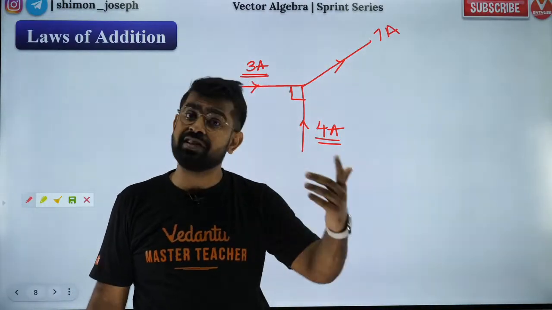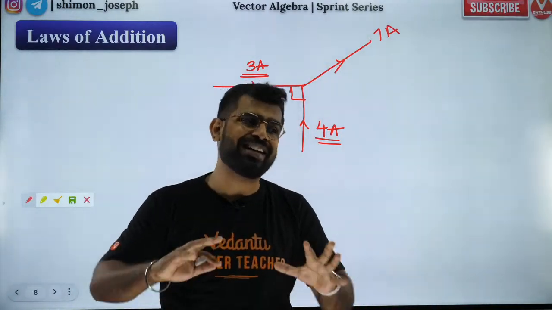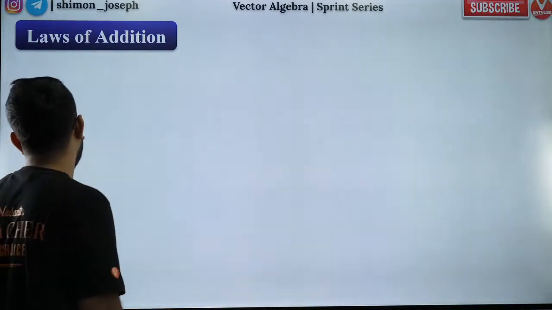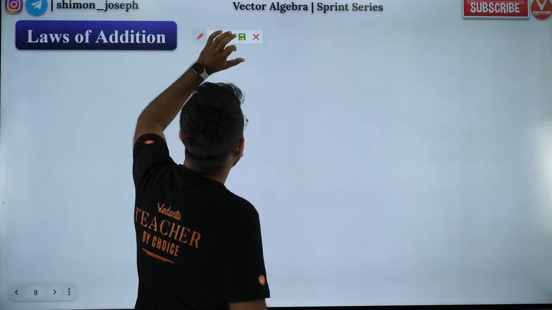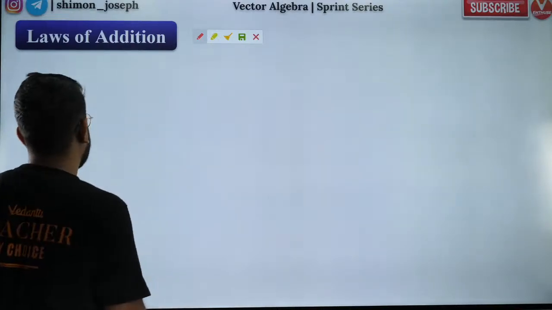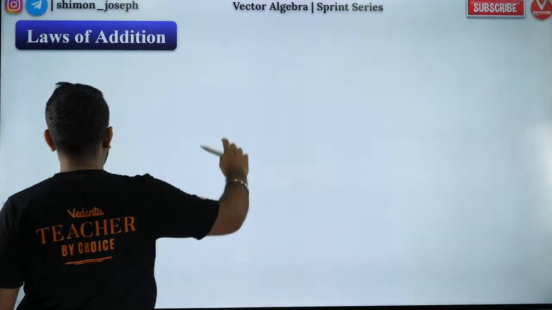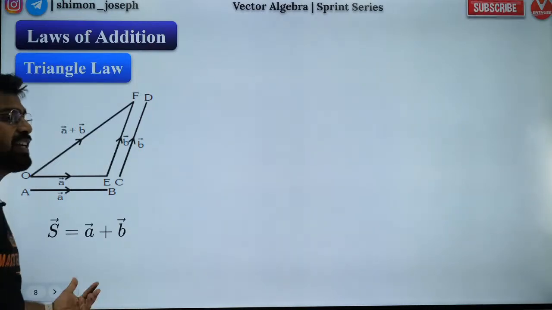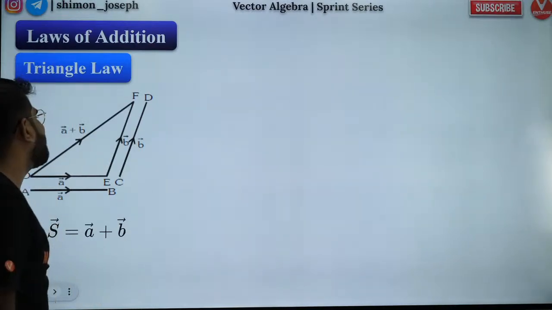It is called as a tensor. Okay, but don't worry about that. Tensors you will study later when you go into college. For now, just understand the fact that current is not a vector. Okay, I hope that is clear. Now, what are the various laws of vector addition? The first one is triangle law of vector addition. So let's have a look at it.